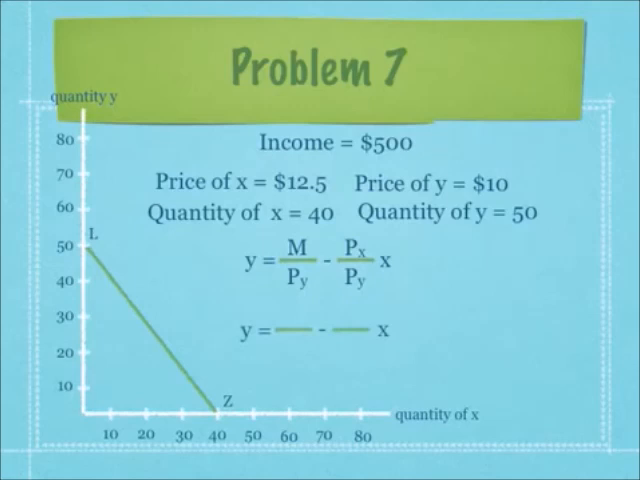So we have Y is equal to the income, which is $500, divided by the price of Y, minus the price of X divided by the price of Y. So if I give you all these things on a test, this is the way you should solve this problem. So Y is equal to 50 minus 1.25 times X. That would be the equation of that line.